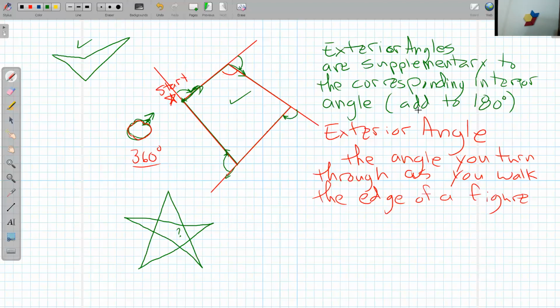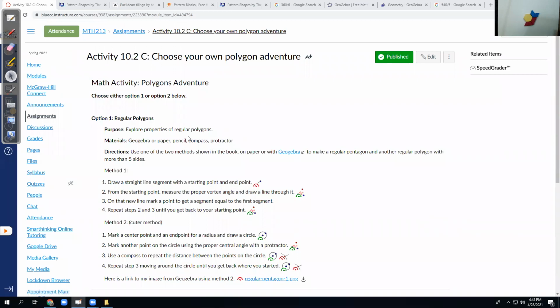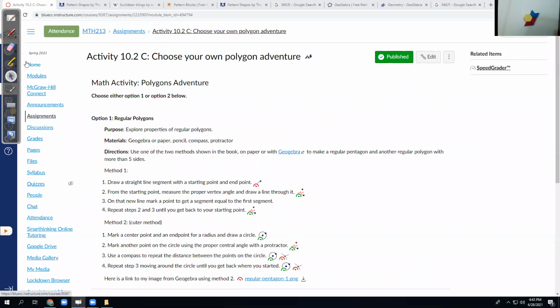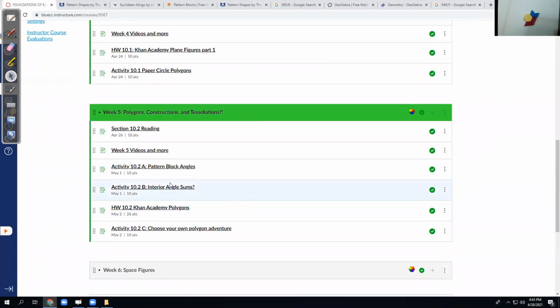Okay, now I'm done with this week's stuff. And we've gone through, let's quick here. The choose your own adventure, a couple options there. Turn one in on paper or digitally, your call. And then we did the playing with polygon angles and then the interior angle sum.